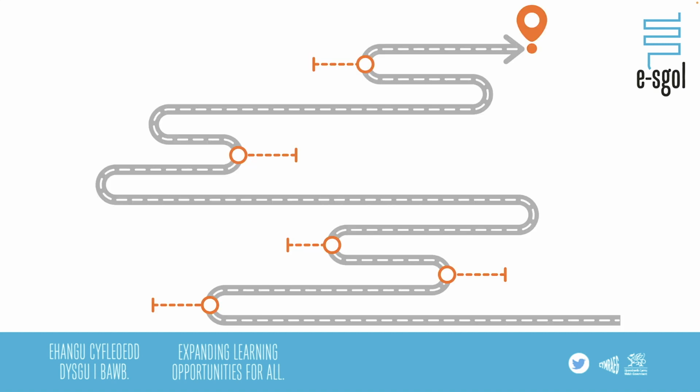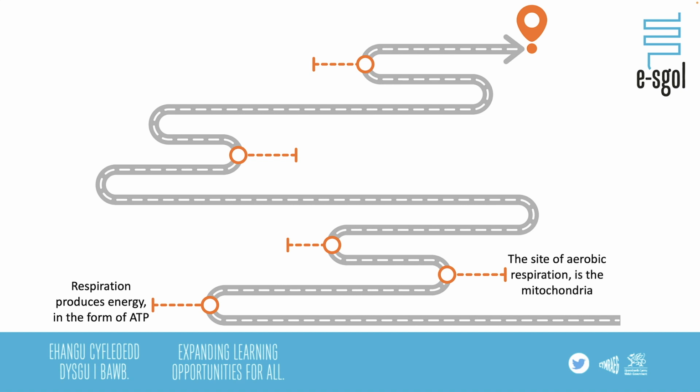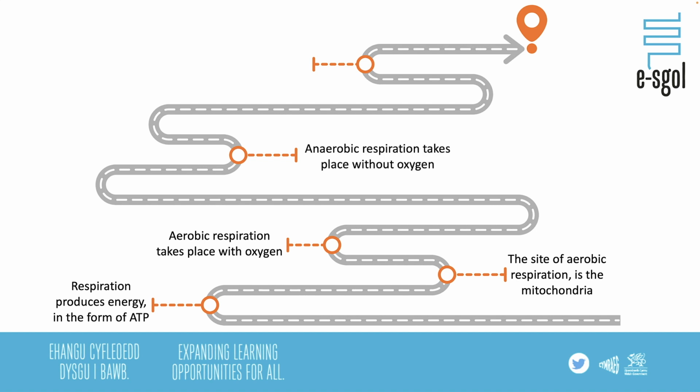There are things that we need to remember from our GCSE work. We should remember some basics from respiration, including the site of aerobic respiration is the mitochondria. That aerobic respiration takes place with oxygen, and anaerobic respiration takes place without oxygen. And that ATP is the unit of energy currency.